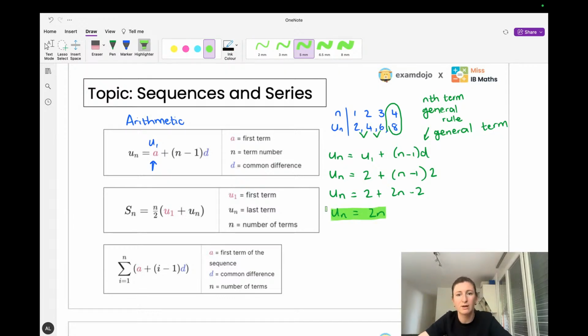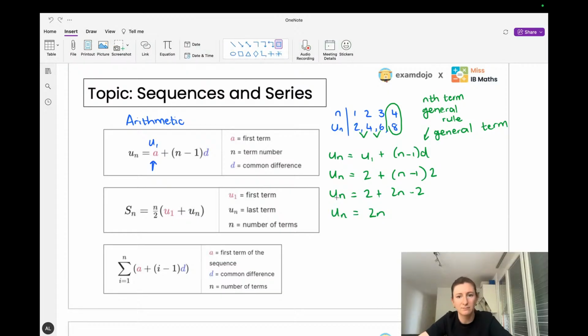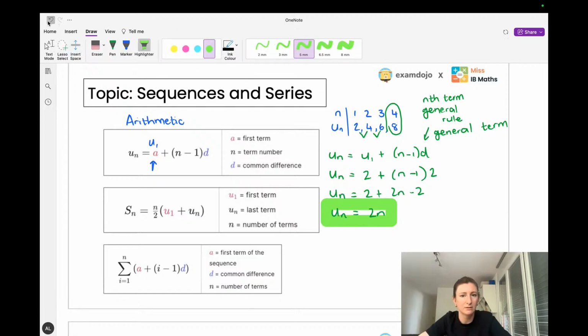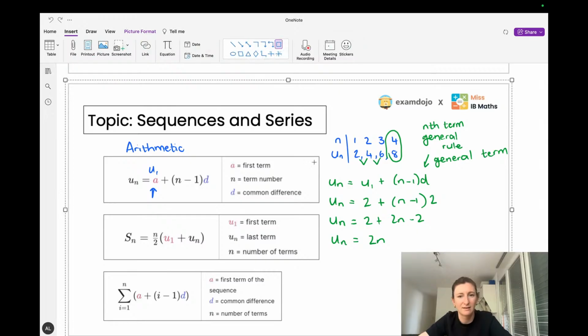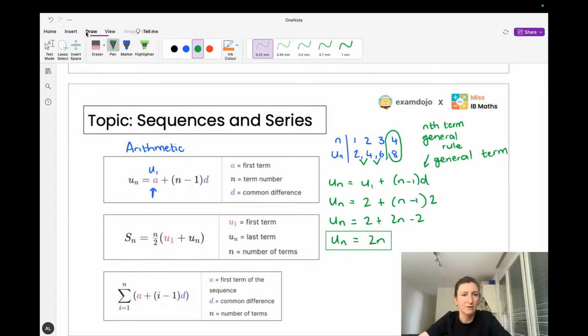un equals 2n. Actually, I don't like that. I'm going to use a box instead. There we go. Okay, so there we have our general term.